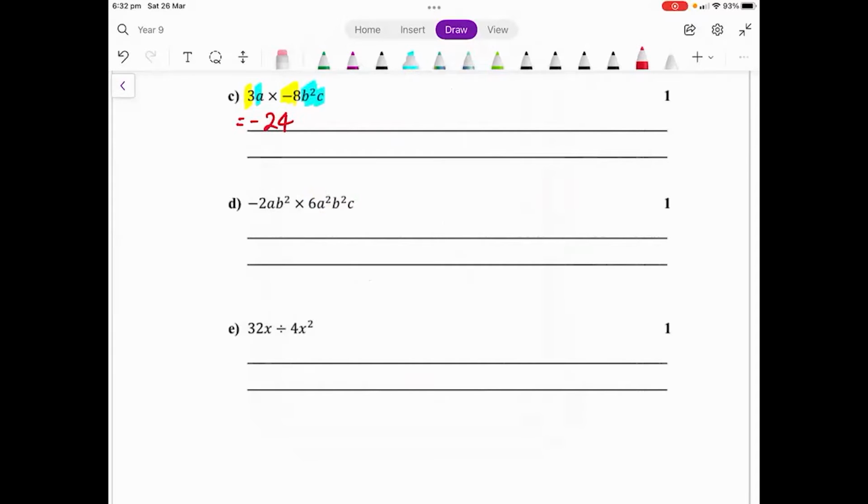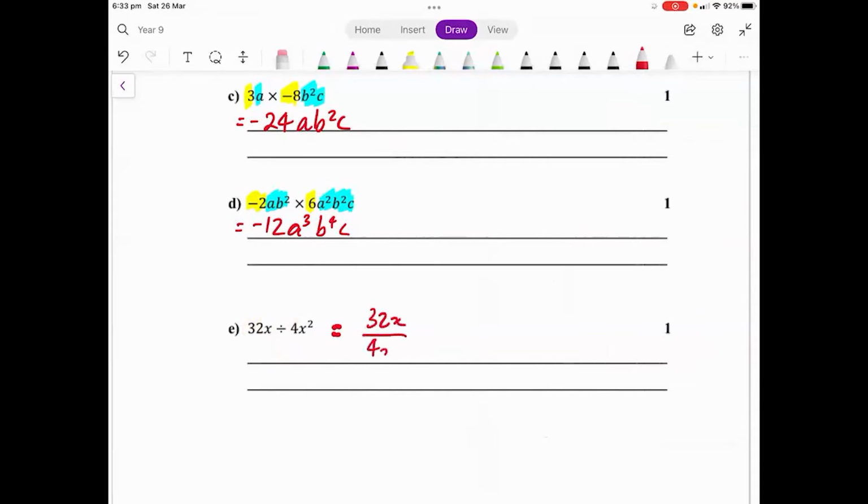Question d, we multiply the coefficients again. Minus 2 times 6 is minus 12. We combine the powers of a. So there's a to the power of 1 times a to the power of 2. That gets me a to the power of 3. Combining the powers of b gets you b to the power of 4, and you leave c alone. Final answer, minus 12a cubed b to the power of 4 c.